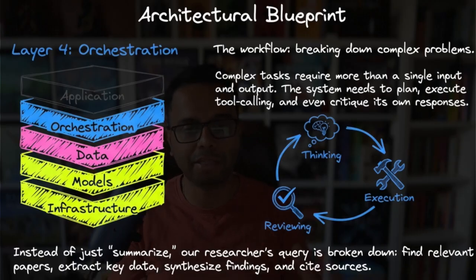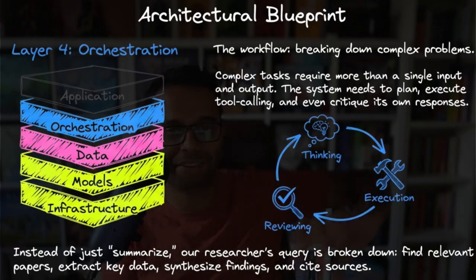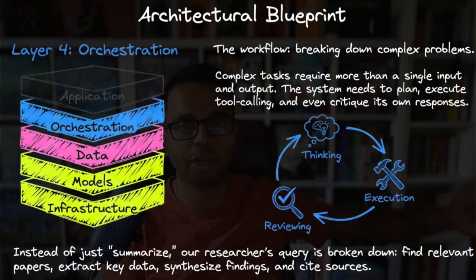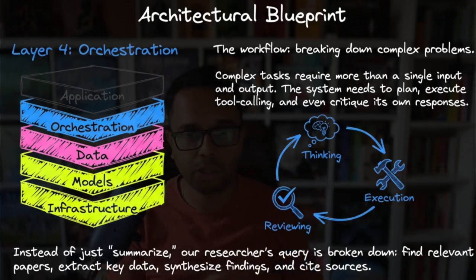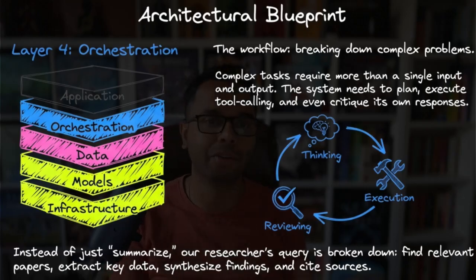So instead of just summarizing, for our researcher use case that we are talking about, you might have to find relevant papers, extract key data, synthesize findings, and put proper citations for those sources. And as I was saying, you might have one agent which is fetching information from one data source and pushing to the data layer, right? So this orchestration layer is very, very important. And this orchestration can be simple or can be, again, complex. And as I've been saying for the other 4 layers, it solely depends on the problem that you are trying to solve. And the last layer is the application layer.